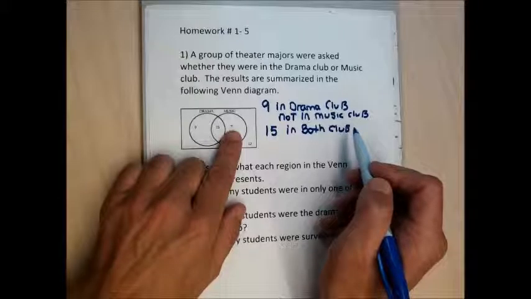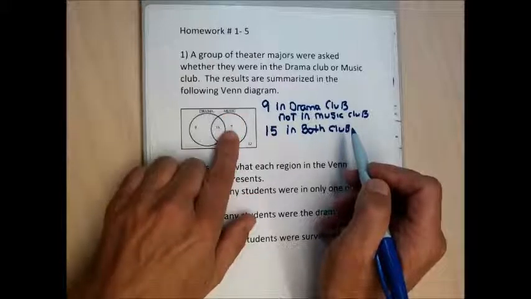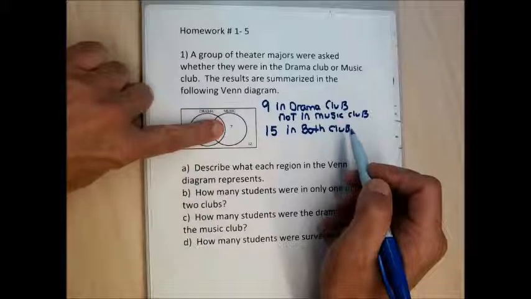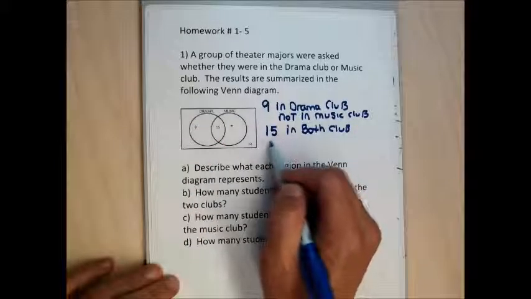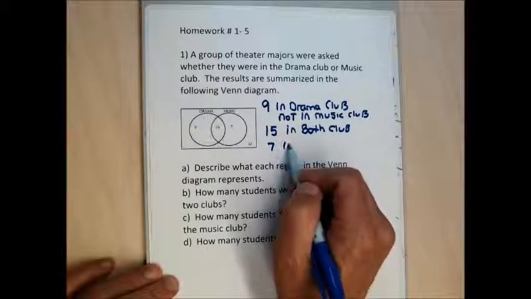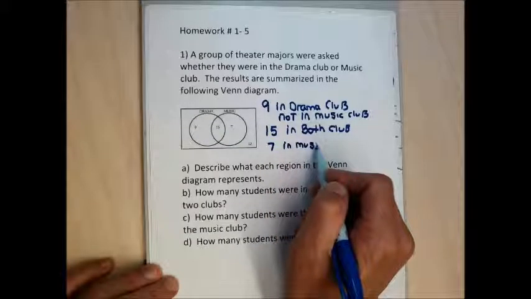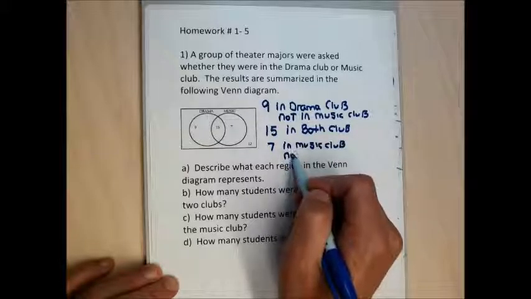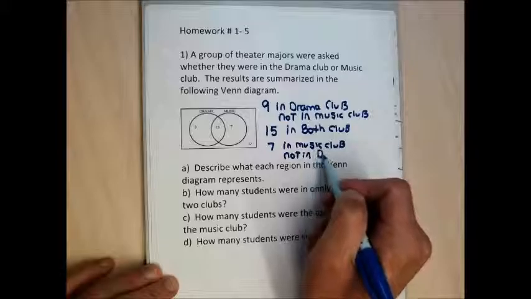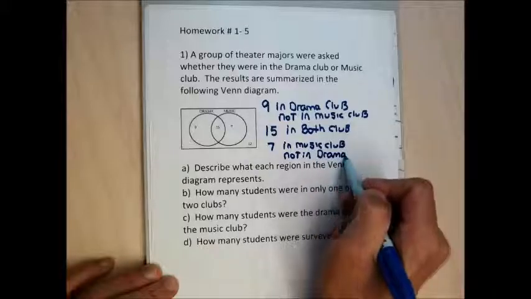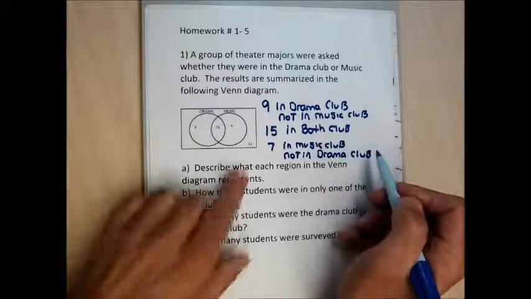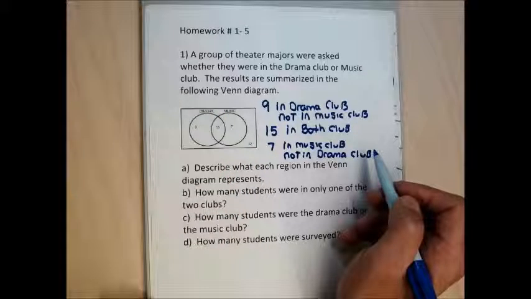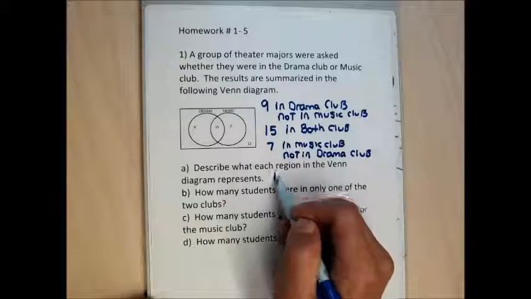The 7 over here, it's inside the music circle, so those are in the music club. It's not part of the drama circle because the drama circle starts there, so they're not in the drama club. So those 7 are in the music club, and they're not in the drama club. And lastly, the 12 out here, they're outside the drama circle, they're outside the music circle, they're not in either club.